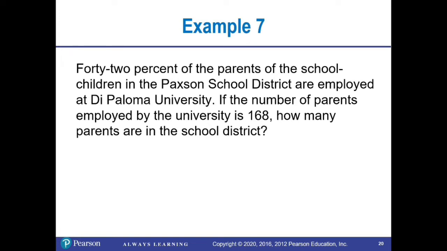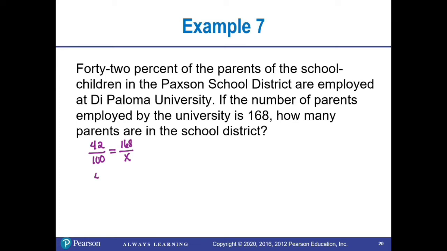42% of the parents of the school district are employed at a local university. If the number of parents employed by the university is 168, that's our part. How many parents are in the school district? That's the whole that we're looking for. 42% is 42 out of 100 equals, our part is 168, it goes on top, divided by the whole, which is x, what we're looking for, and the whole goes into the denominator because the 100, the whole, is in the denominator on the left.